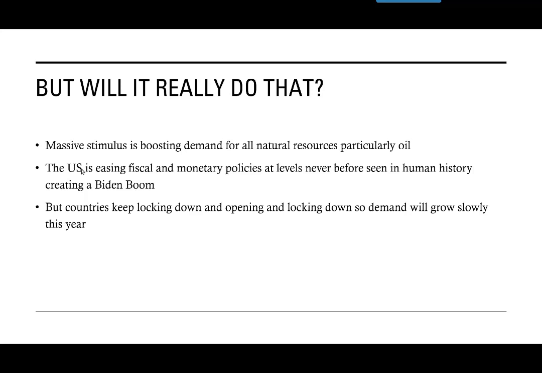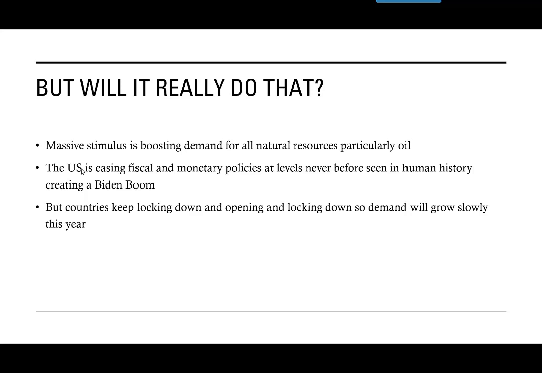Africa's locked down. India's locked down. China's actually starting to see COVID making a comeback there. So we'll see if they're locking down little parts of China. But the point is that the locking down is still going on. We're seeing lockdown, open, lockdown, open, lockdown, open. So the Biden boom, the fiscal and monetary explosion we're seeing around the world, is still fighting COVID lockdowns. So demand will grow very slowly this year because of COVID.